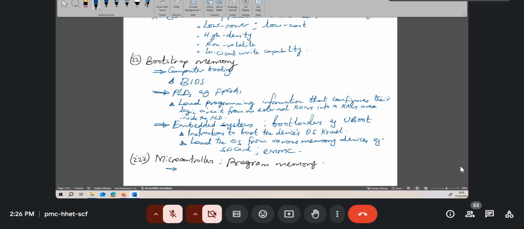And in such devices, we have the flash memory, and this is where the main program instructions are stored. So the flash memory is used to store the microcontroller program instructions.